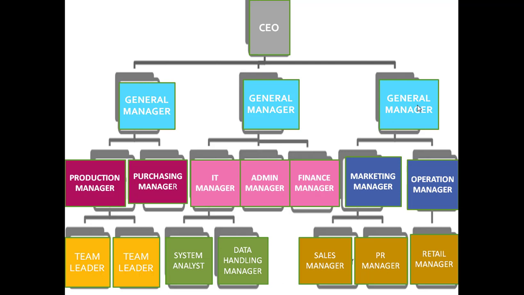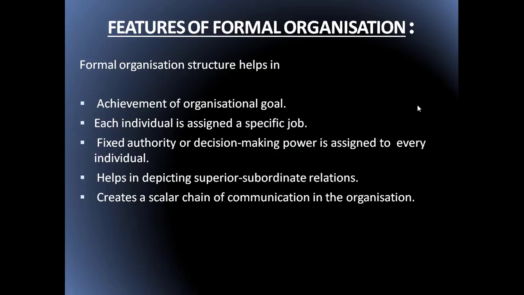And every employee here is given a designation, which clearly says what their roles are, what responsibilities they have, and how much authority they have, right? So this diagrammatic representation, or this pattern of division, very easily clarifies the organizational structure. Now the features of the formal organizational structure: as I discussed earlier, it helps in achievement of the organizational goals. How? Because here in formal organizational structure, each individual is assigned a specific job.